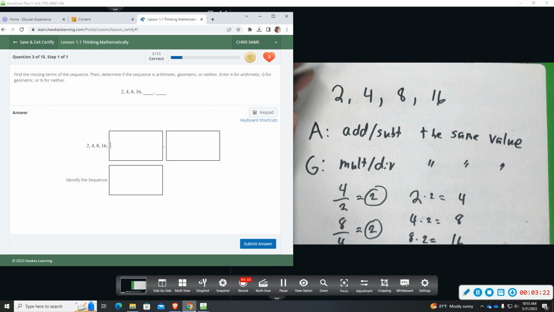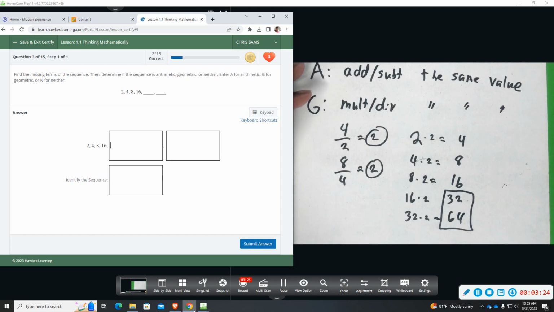I'm sorry, I wrote off the screen. Didn't realize that. Okay, so I'm going to write 32 in this box, and then I'm going to write 64 in this box. And now that I know that we were multiplying every time, I'm just going to put a G right here. I want you to put either A for arithmetic, G for geometric, or N for neither.